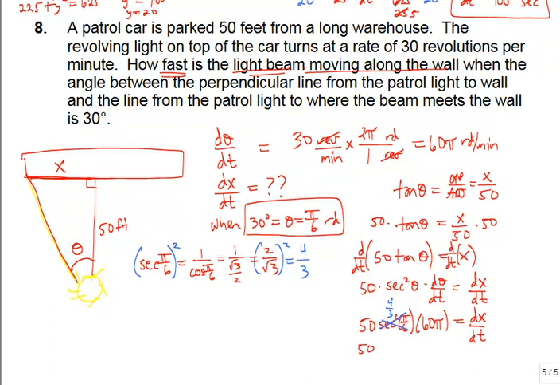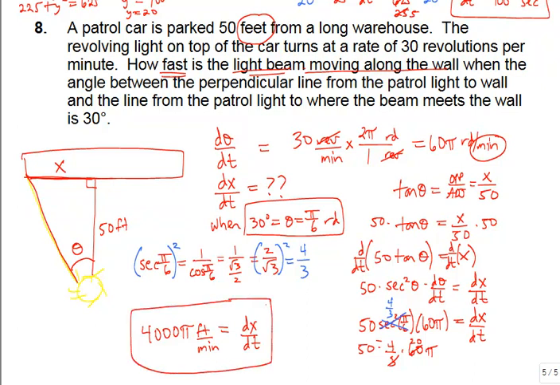So we need 50 times 4/3 times 60 pi. So 3 goes into 60 20 times. 20 times 4 is 80. 80 times 50 is 4,000 pi. And that is what our dx dt equals. Let's get some units on it. We need units of x. X is a distance, and our distances were measured in feet. So we want feet on top, and our times were being measured in minutes. So this is going to be 4,000 pi feet per minute for our final answer.